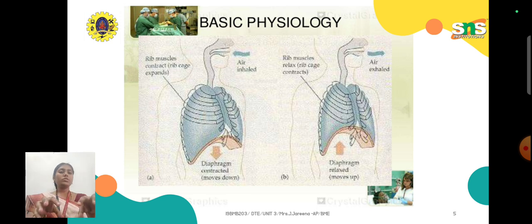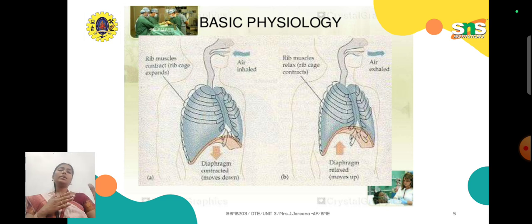Automatically the thoracic pressure drops compared to the atmospheric pressure. Because of this pressure difference, the outside air flows into our body. This is how pressure and volume have a great influence on the movement of air from outside to inside. This is what happens during inspiration.